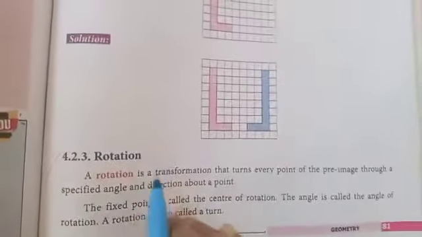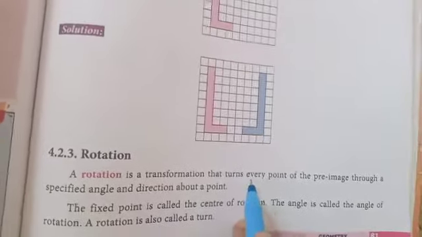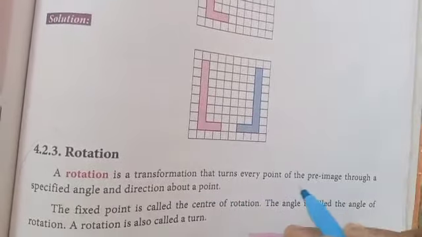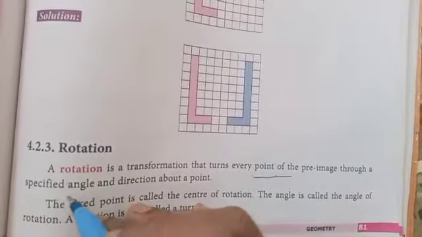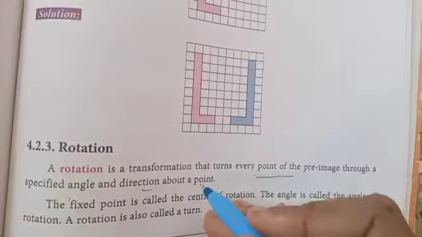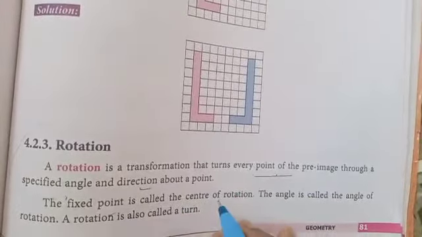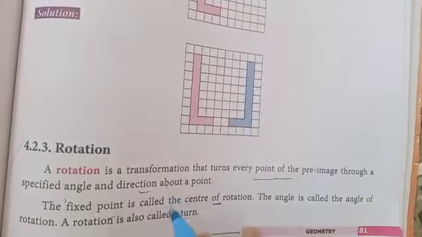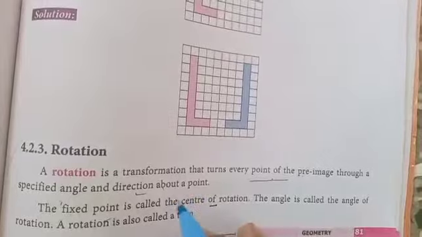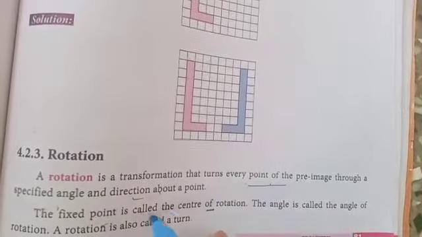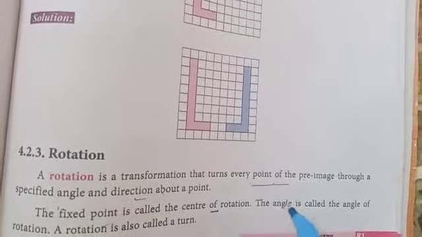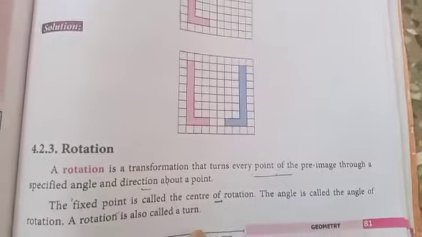Next, rotation. A rotation is a transformation that turns every point of the pre-image, and this is important, through a specified angle and direction about a point. The fixed point is called the center of rotation. Here rotation means we move the points about a fixed point; from that point only we move it. The angle is called the angle of rotation, for example 90 degrees, 180 or 270, any degree.